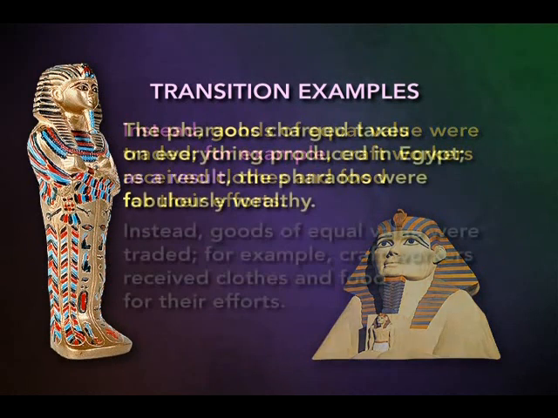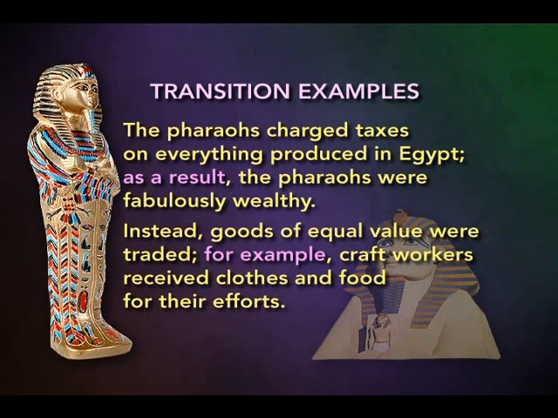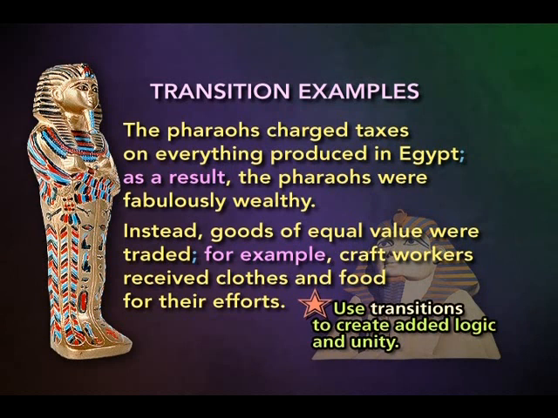Take a second and take a look back at that second sentence, the one that has as a result. Compare that to the last sentence that has for example. Exactly the same construction. I have two independent clauses separated by semicolons, and I have my transitions placed there to create added logic and unity. So now what I would like you to do is to pause the program and link each pair of sentences with the appropriate transition. Explain why you chose the transition, then come back.